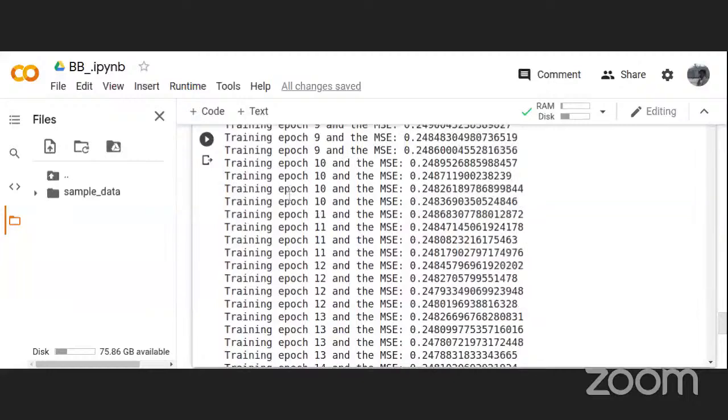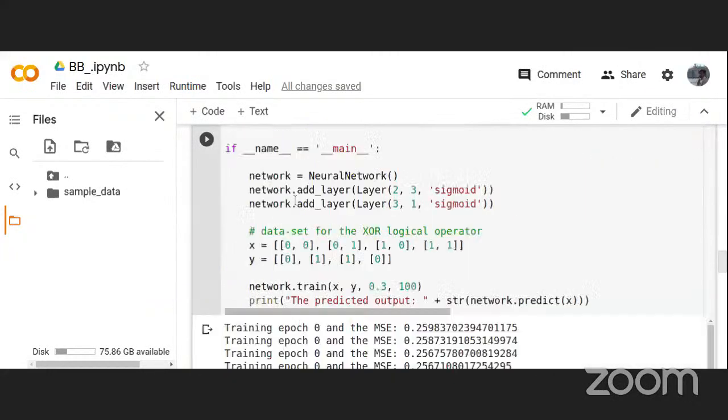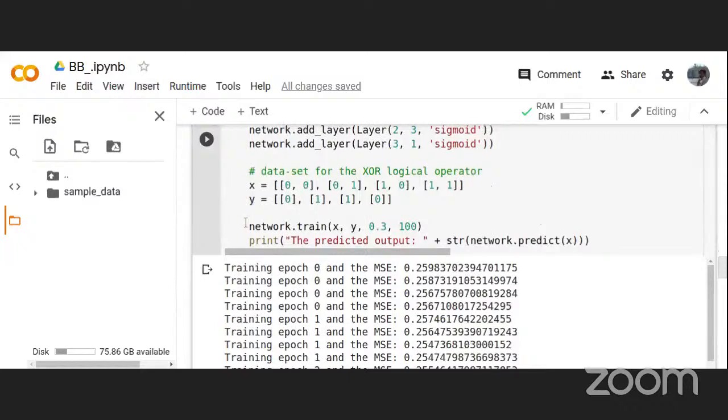Okay, so epochs and all here you can change it. So network train, x is the input pattern. So this input pattern is shown it here.